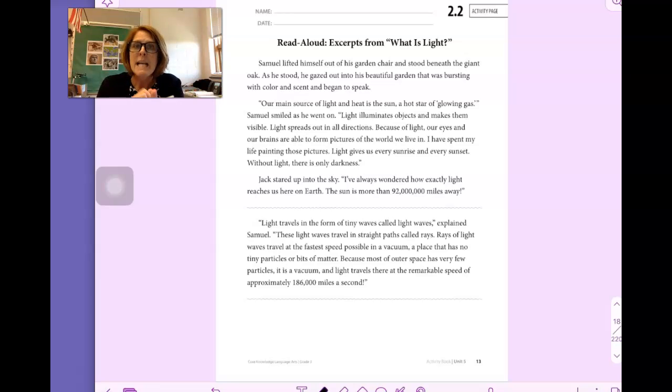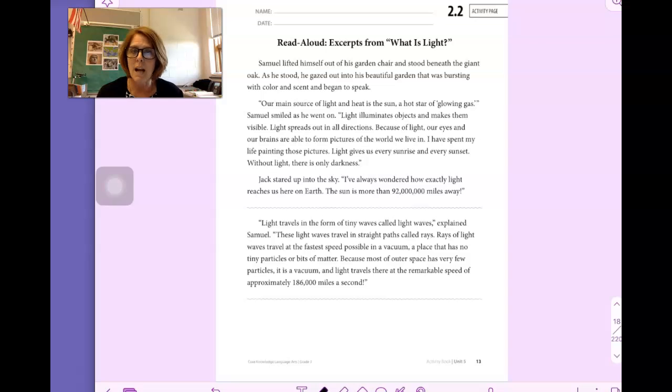What is light? Samuel lifted himself out of his garden chair and stood beneath the giant oak. As he stood, he gazed out into his beautiful garden that was bursting with color and scent and began to speak. Our main source of light and heat is the sun, a hot star of glowing gas. Samuel smiled as he went on. Light illuminates objects and makes them visible. Light spreads out in all directions. Because of light, our eyes and our brains are able to form pictures of the world we live in. I have spent my life painting those pictures. Light gives us every sunrise and every sunset. Without light, there is only darkness.